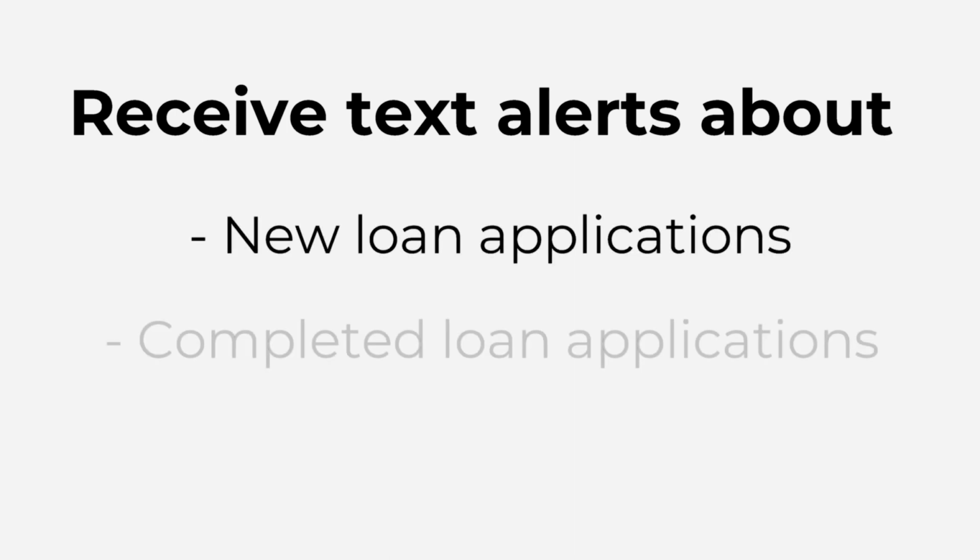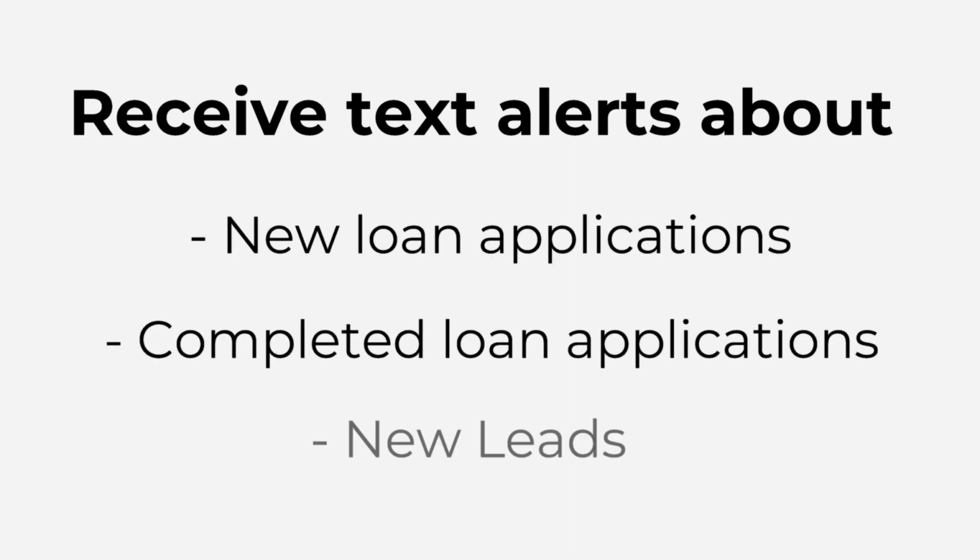In this video, you will learn how to enable the text message alerts feature on your individual loan officer profile. Enabling this feature will allow you to get text notifications about new loan applications, completed loan applications, and new leads.